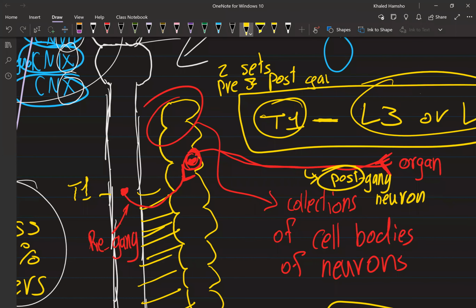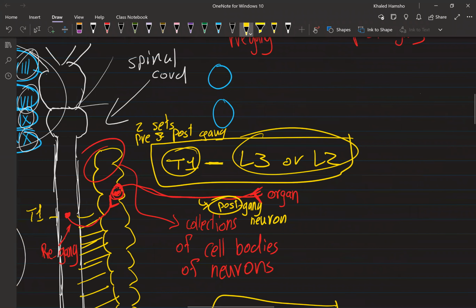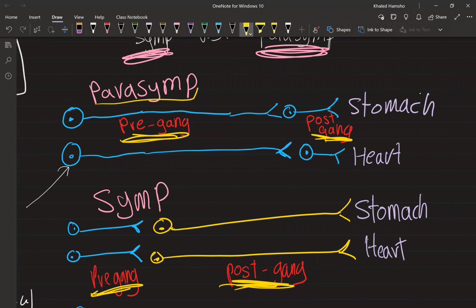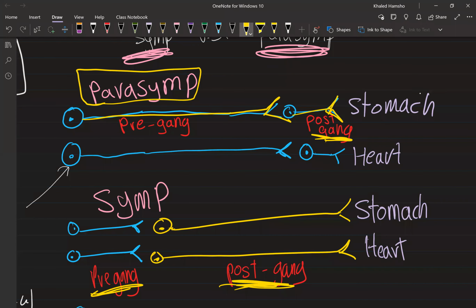Cool. Now we can go back to the thing we were discussing earlier. Now that we've identified the pre and post ganglionic neurons over here, let me check anything in the chat. No. Now that we've identified these two sets of neurons, we can discuss the differences between the parasympathetic and the sympathetic. As far as the parasympathetic system, we can notice that the preganglionic neuron is much longer than the postganglionic neuron. Notice how long this neuron is, and notice how short this neuron is.